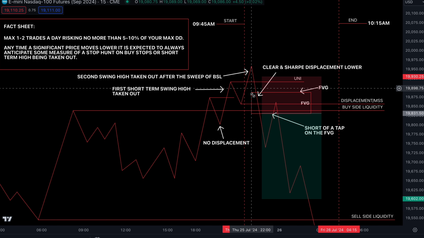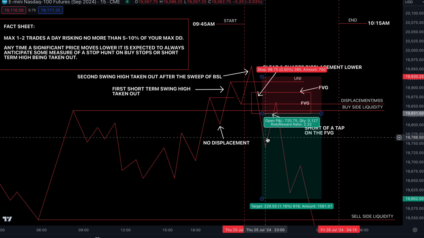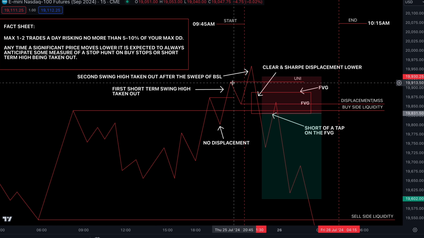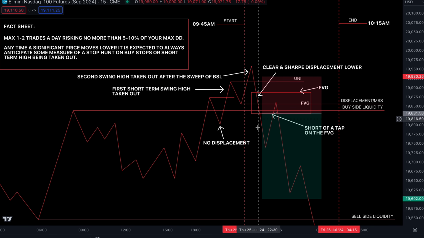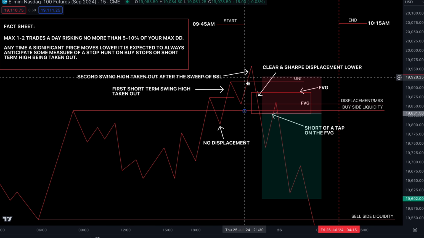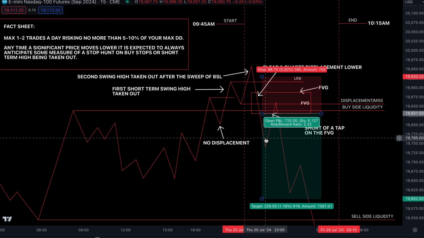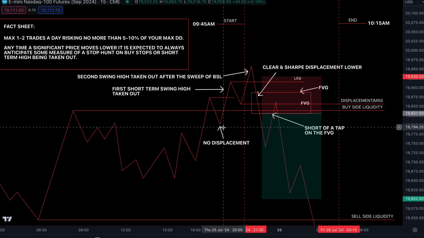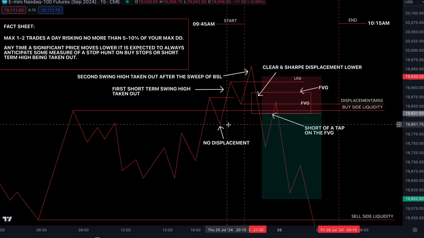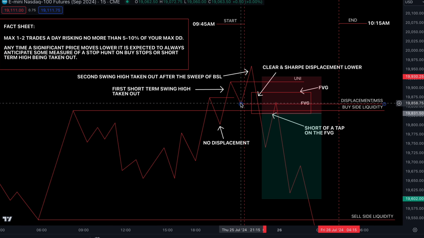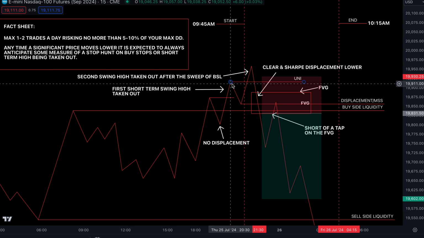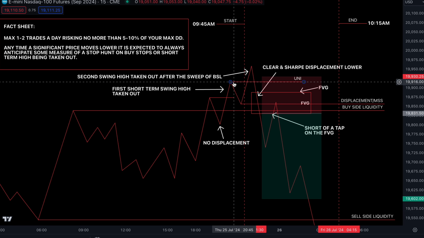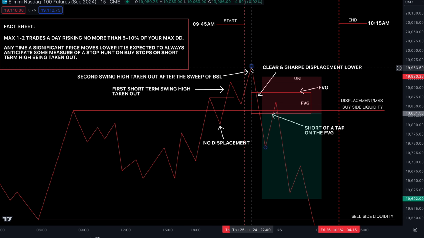What I mean by fat displacement, this is what you see: a very sharp move in a particular direction after taking out a short-term high, being in a premium of taking buy-side liquidity. This is what you like to see inside of the macro, a clear displacement. So for this example, you can see that price did not displace the first time, which is okay. You sit there waiting patiently to see what price has to offer.